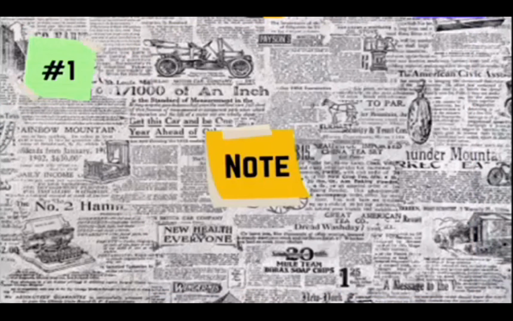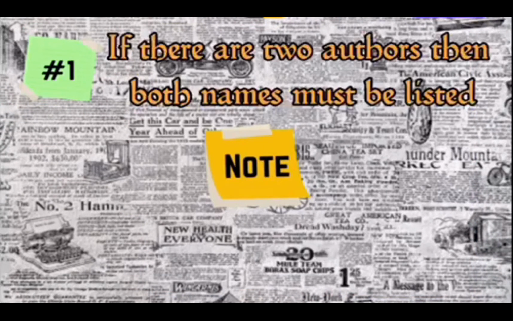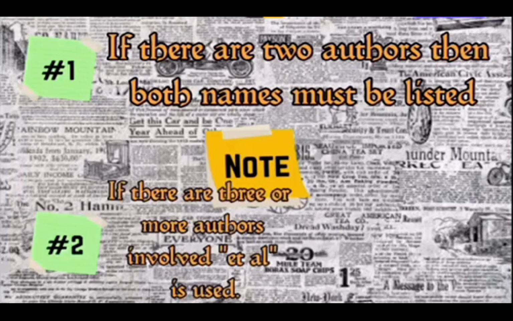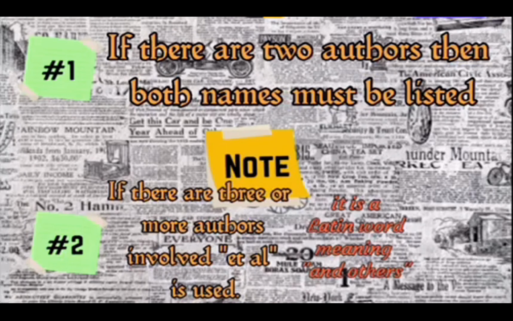Note: Number 1. If there are two authors, then both names must be listed. Number 2. If there are more than two authors involved, et al. is used. It is a Latin term meaning "and others."